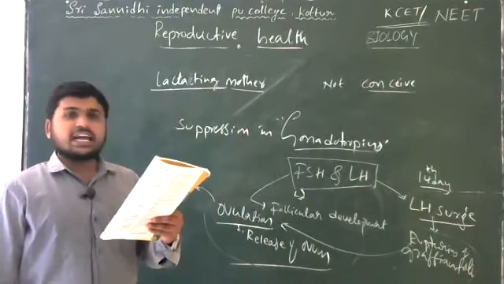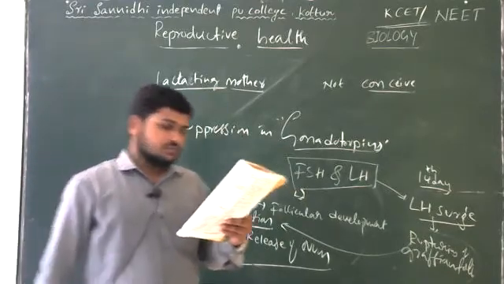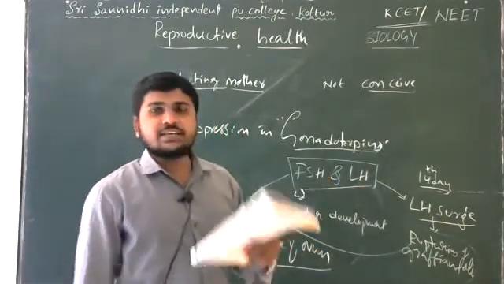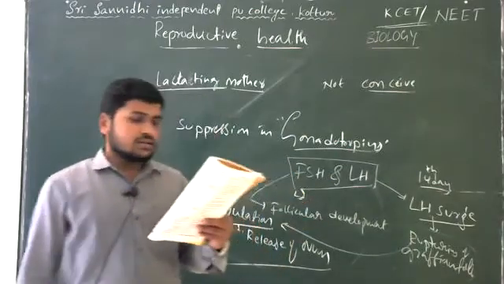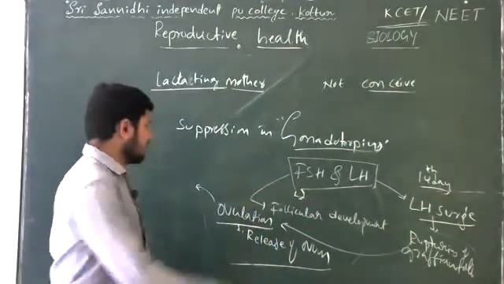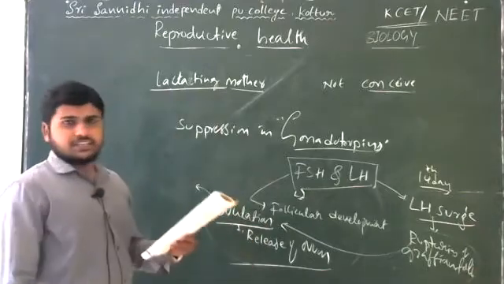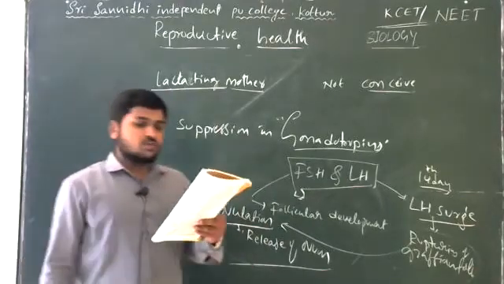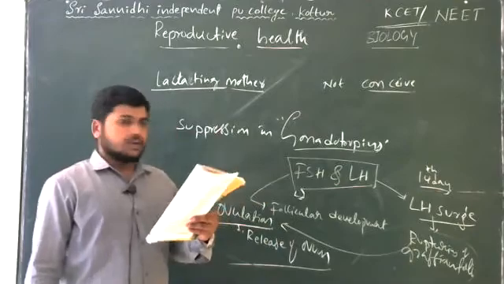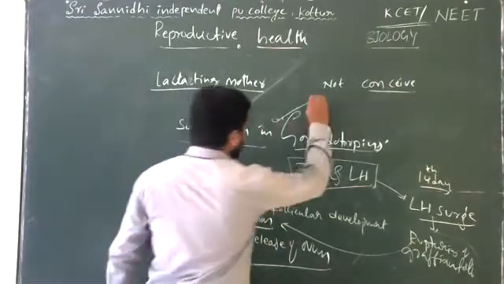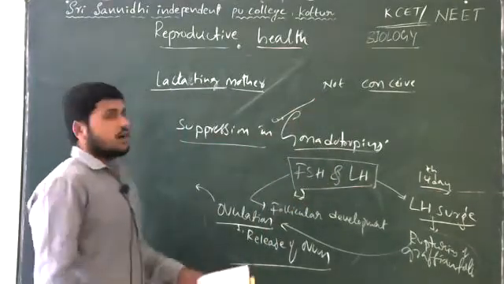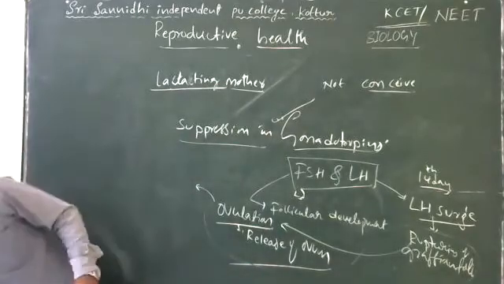Suppression of gametic transport, that is also wrong. Suppression of fertilization, so here there is no conception, there is no ovulation, right? So there is no fertilization. That's why suppression of gonadotropins, the first one, is the right answer. Suppression of gonadotropin hormones during intense lactation.